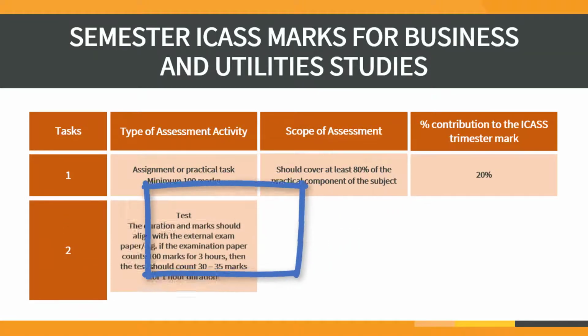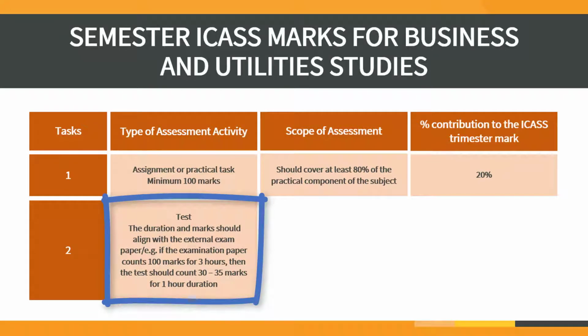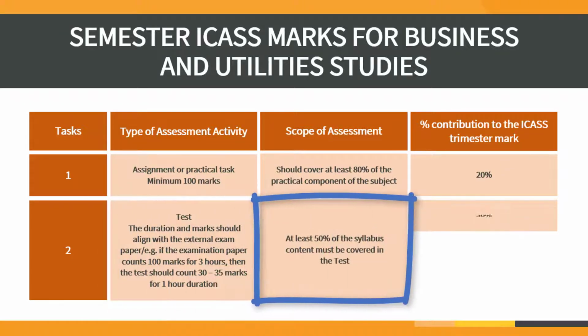As with engineering studies, the written test for these subjects must align with the external exam paper. For example, if the examination paper counts 100 marks for 3 hours, then the test should count 30 to 35 marks for 1 hour duration. Again, this is just a guideline to be used for time allocation. The test should count out of more marks. At least 50% of the syllabus content must be covered in this written test.